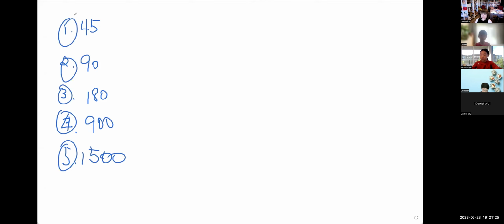So let's see. Can you find out 45 and 90 and 180 and 900 and 1,500? Okay, so 5 numbers. How many different ways are there to express them as the sum of consecutive integers?